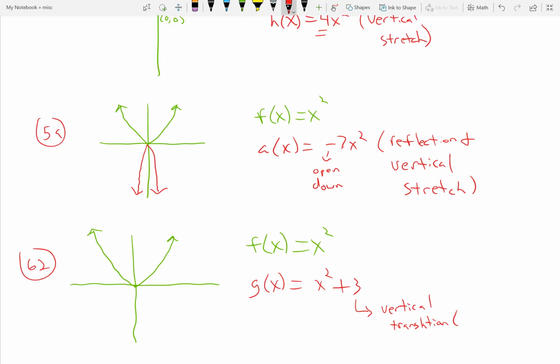By translation, we mean to slide. It moves it. It's not going to make it skinnier. It's just going to slide it up. So this 3 will cause this thing to shift up 3 units. Where that one's at 0, 0, this one will be at 0, 3. Same shape, just been slid up 3 units. It may look skinnier. They're really the same width. Exactly the same shape.